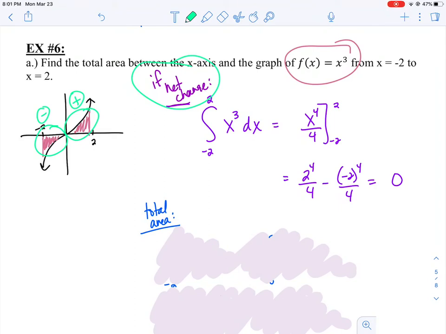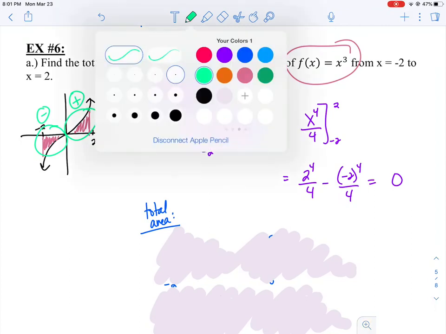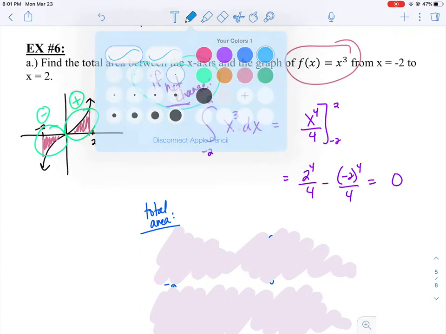This is kind of like you made some money, but you lost some money and you broke even. Or you walked 5 steps to the left, but then you walked 5 steps to the right and you ended up back where you started. So I have a 0 net change. But the question wasn't really asking me for net change. The question was asking me for total area.